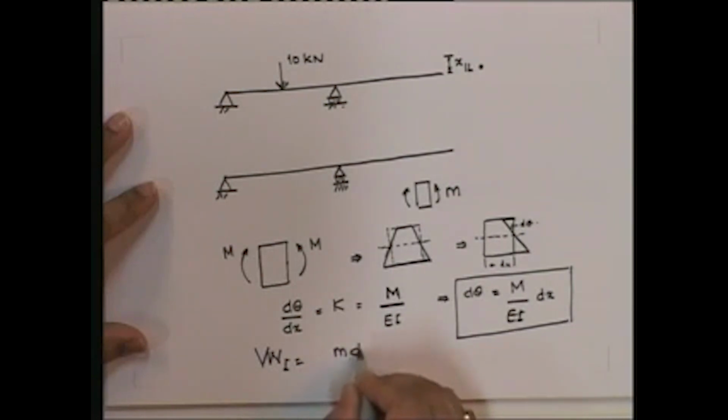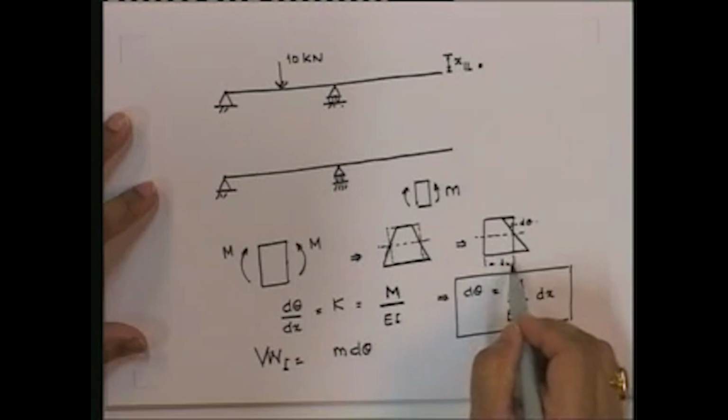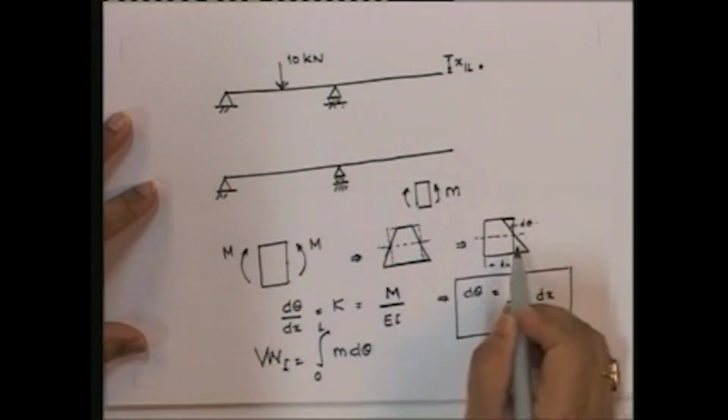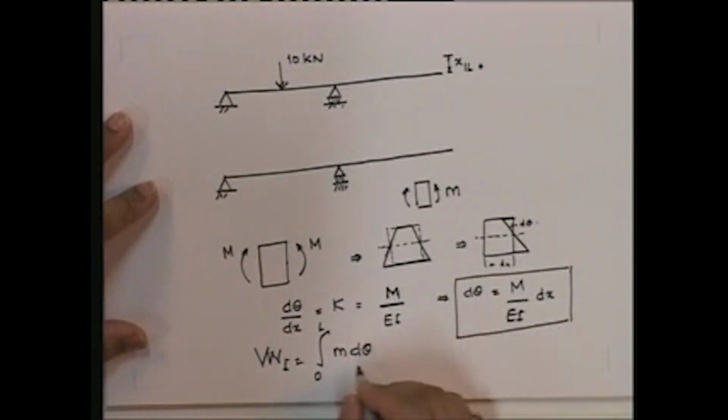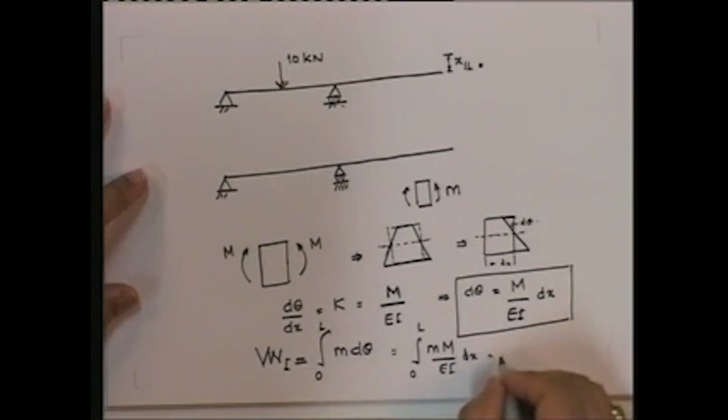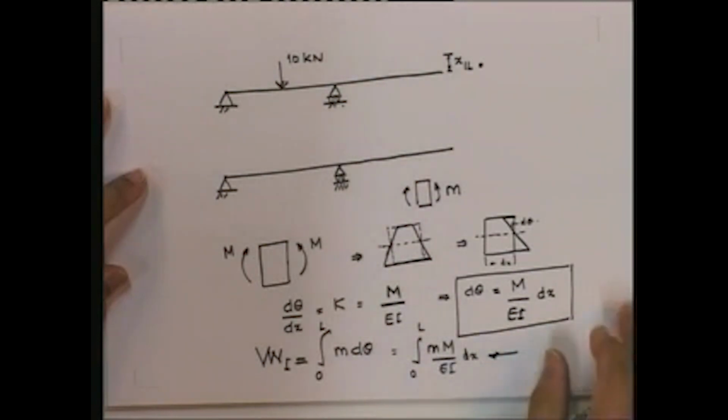Small m into dθ, for the infinitesimal length dx. So that integrated over the entire length is going to be my work done. And note, since m is in this direction and θ is in this direction, they are positive, and dθ is given this way. So this becomes the integral from 0 to L of m M upon EI dx. So the internal virtual work done due to flexure is given by the moment at a particular point multiplied by the real curvature, integrated over the whole length.